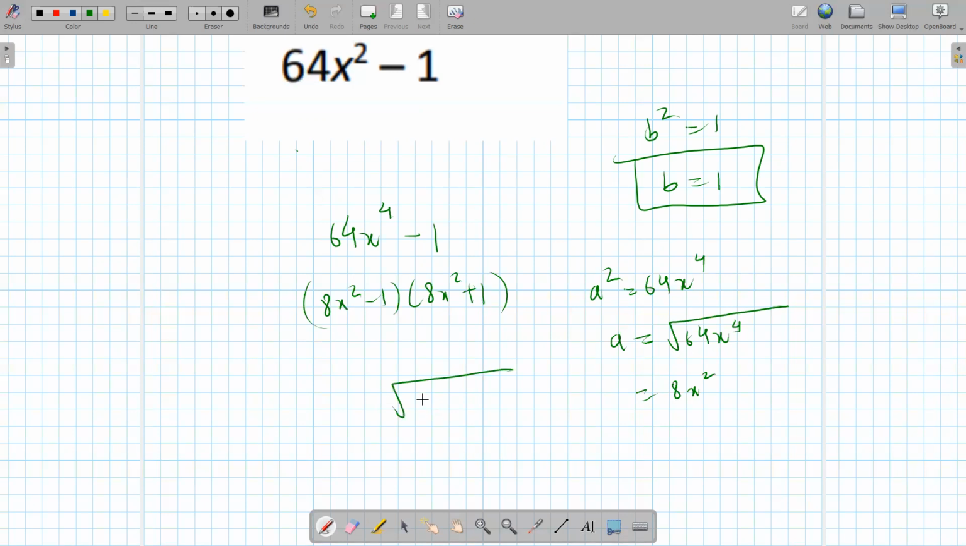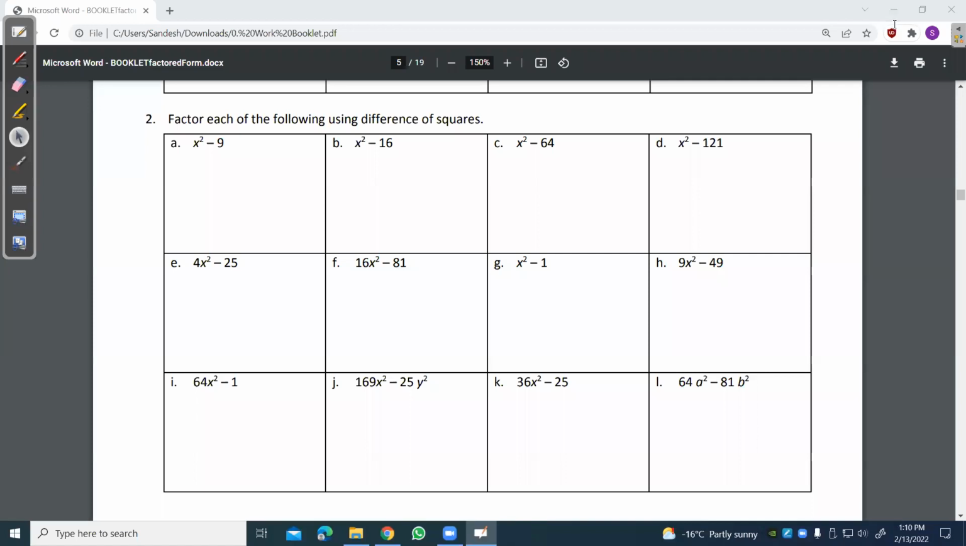What's the square root of x to the power of 10? To the power of 5. Yeah, you just chop the power in half. So that's a difference of squares. Notice it'll only have two terms, a squared minus b squared. And this is a trick that you can use.